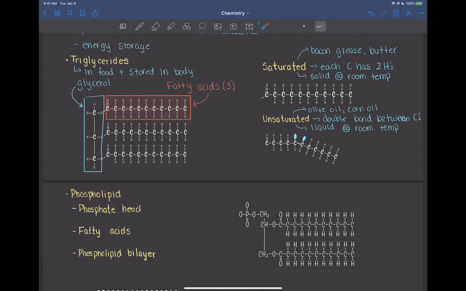Okay, so saturated fats, no double bonds, nice and straight. These are going to be solid at room temperature. Unsaturated fats have double bonds between carbons. That makes them kind of crooked, and they're going to be liquid at room temperature.